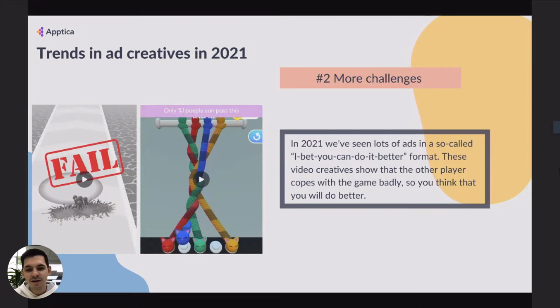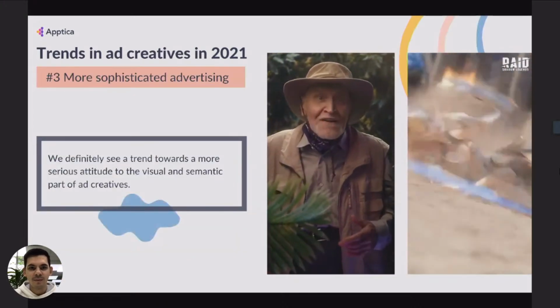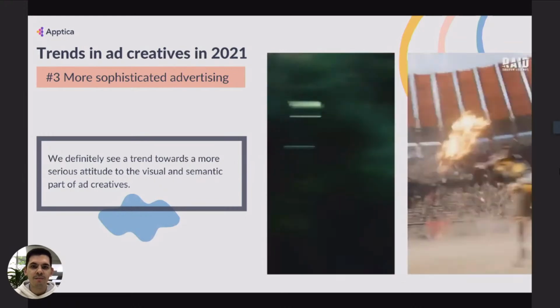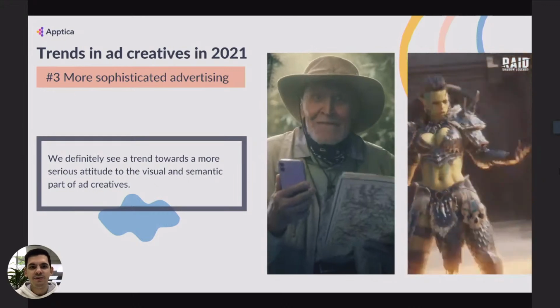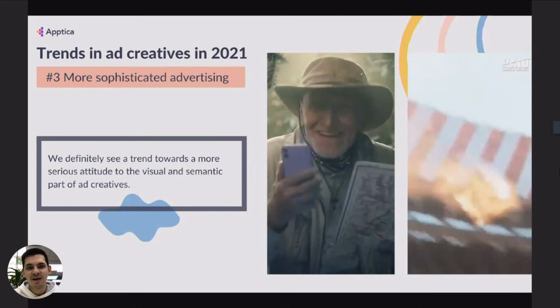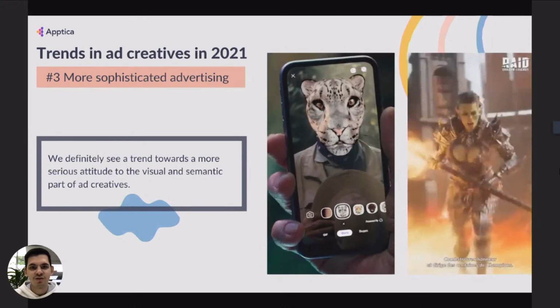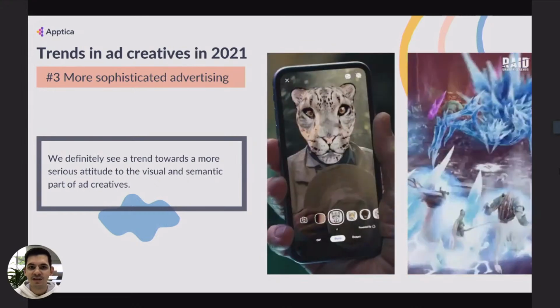And there has been plenty of this kind of hooks this year. So, and we think they're not really going to stop. So the third one here is more sophisticated advertising. Yeah, creatives for casual mid-core games are still mainly focused on gameplay, but in 2021 they tend to contain more than just a demonstration of the game mechanics. We definitely see the trend towards a more serious attitude to the visual and semantic parts.